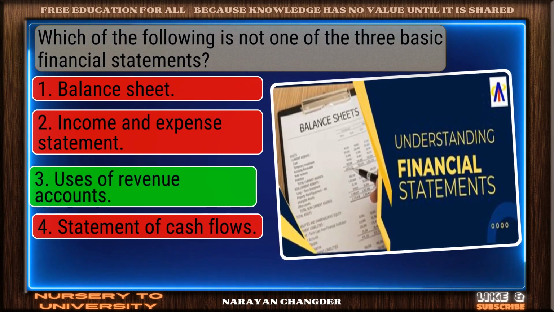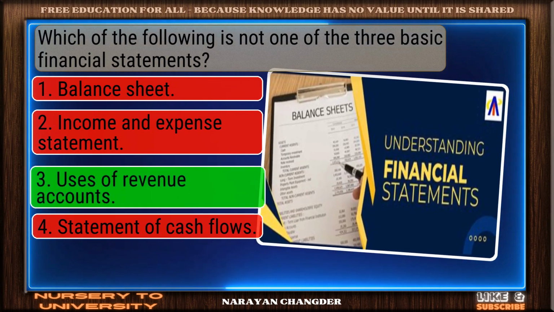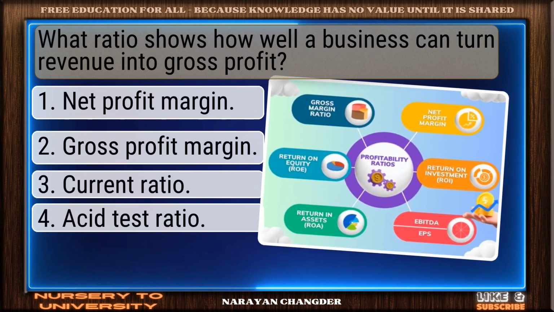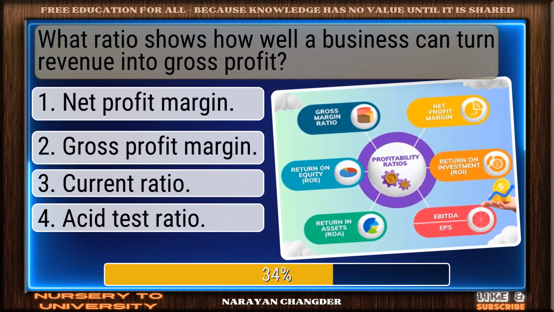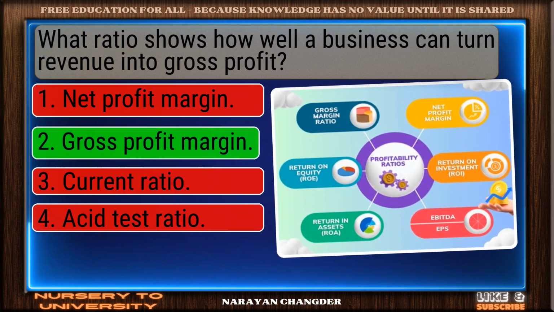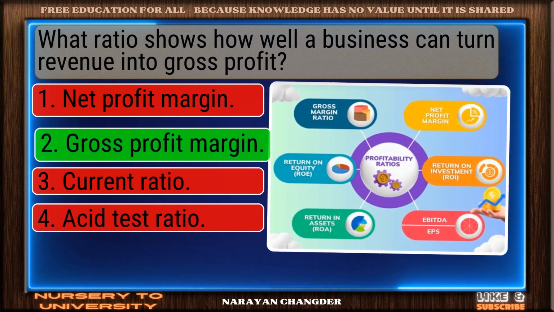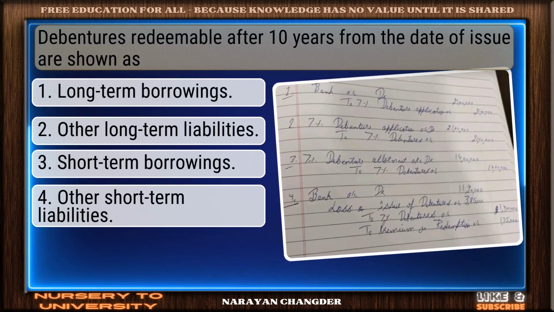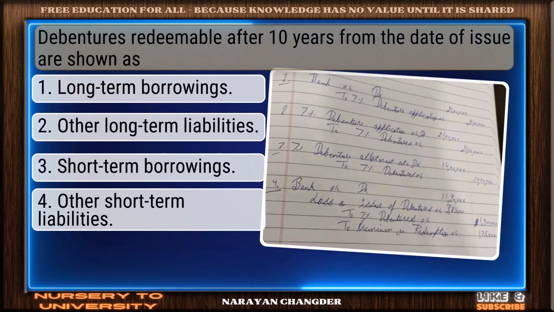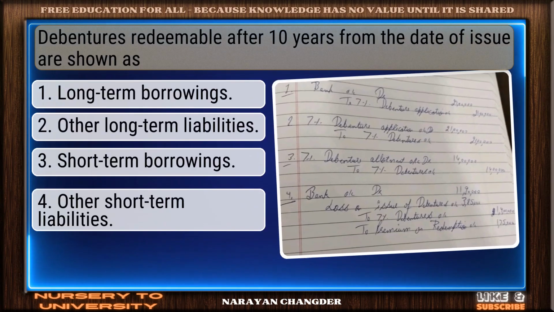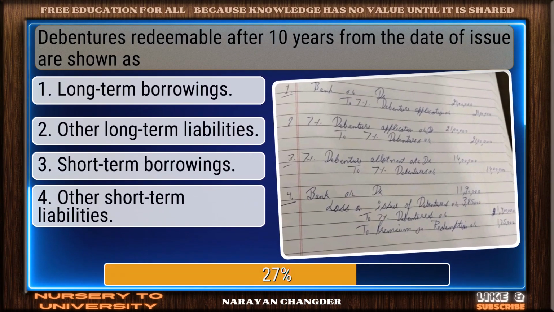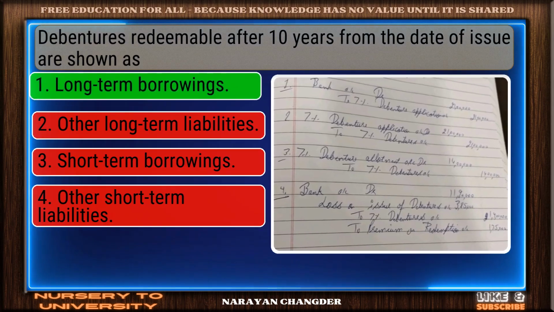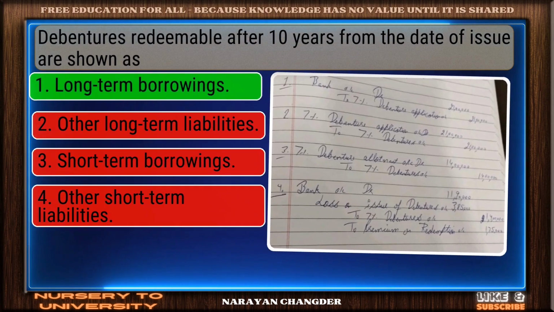Smart pick. Uses of revenue accounts is the correct choice. What ratio shows how well a business can turn revenue into gross profit? On track. Gross profit margin is the correct answer. Debentures redeemable after 10 years from the date of issue are shown as perfect. Long-term borrowings is the correct choice.